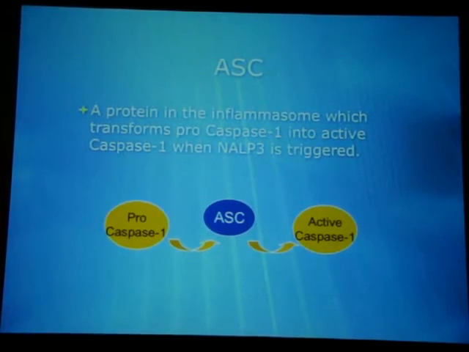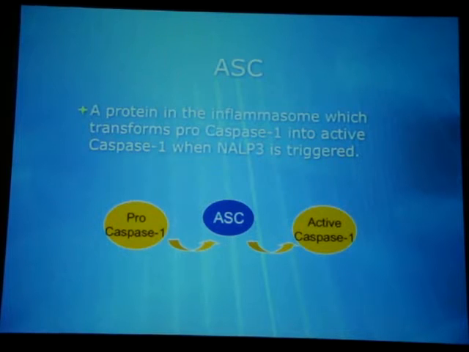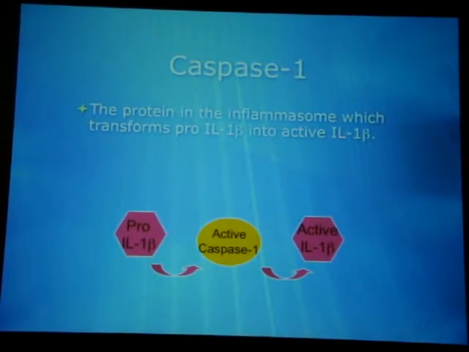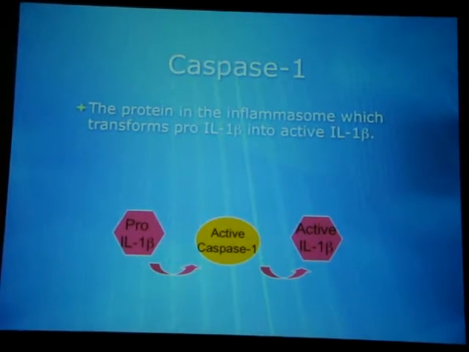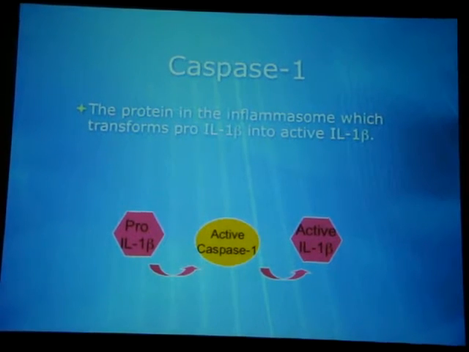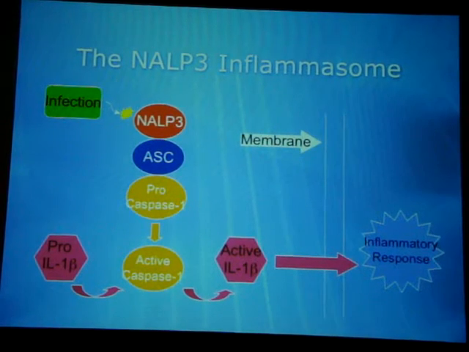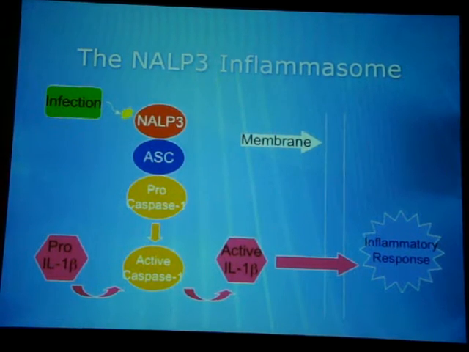This triggers ASC, which then in turn activates caspase 1. Caspase 1 then transforms pro-IL-1 beta into active IL-1 beta, which can then be secreted through the membrane, causing an inflammatory response.